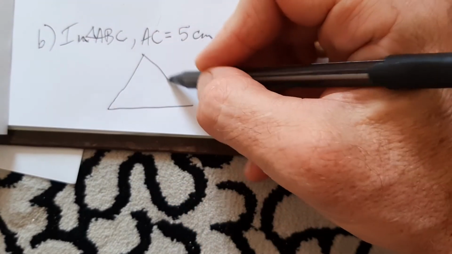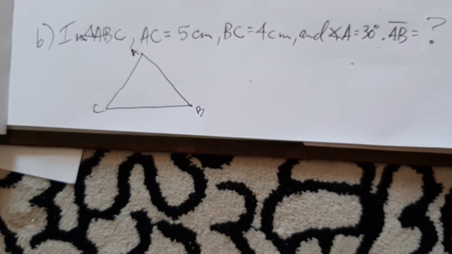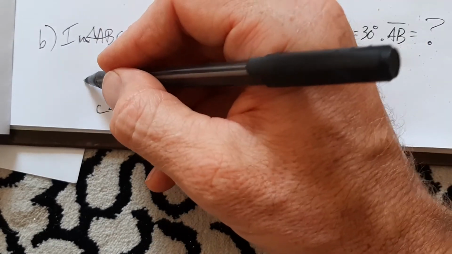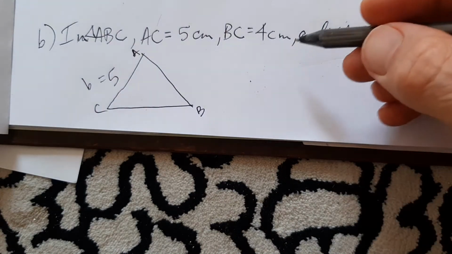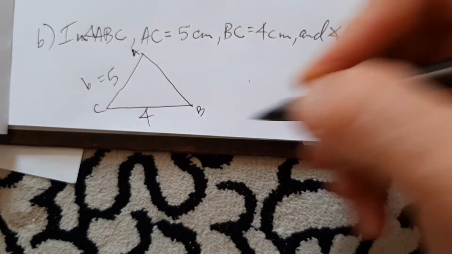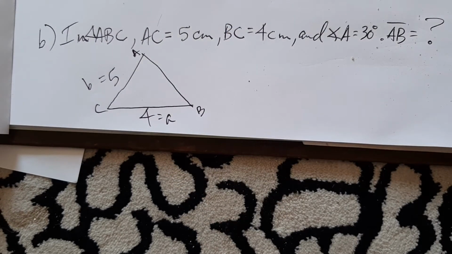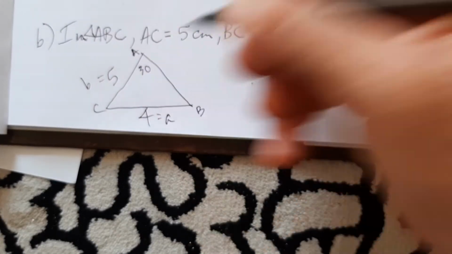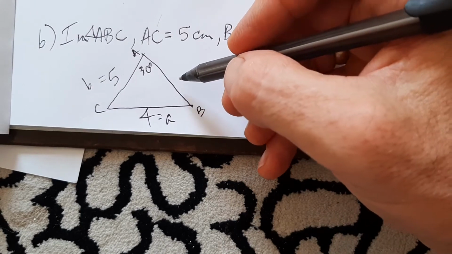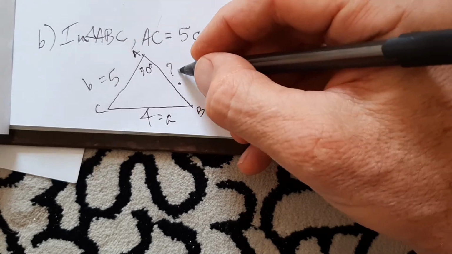Triangle ABC. AC is 5. That's also equals little b, because it's opposite of big B. BC is 4, and that's going to equal a. And angle A equals 30 degrees. And it wants to know this length of this side. So this is my question mark here. So it wants to know little c.